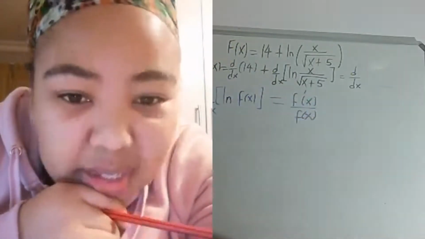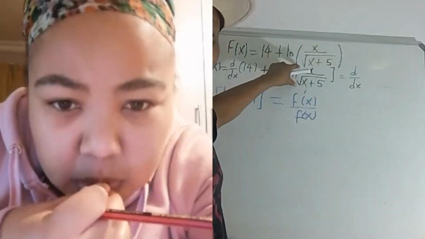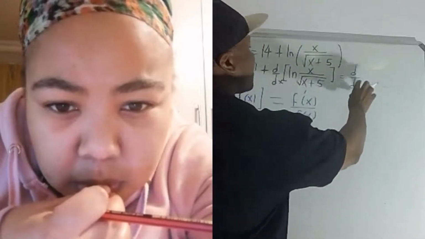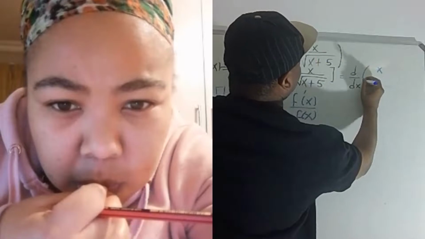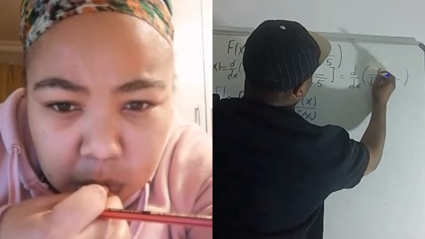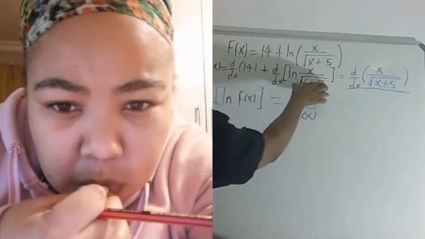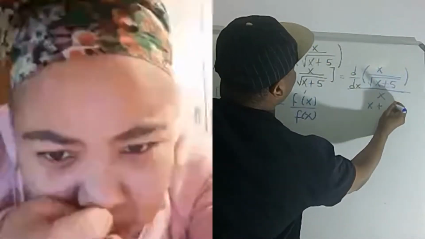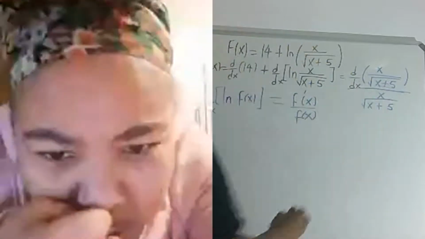So the same thing here. What is the function? This is the function here. So we differentiate the function. What is the function? x plus 5. And then we divide by exactly what we have, which is x plus 5. That's all.